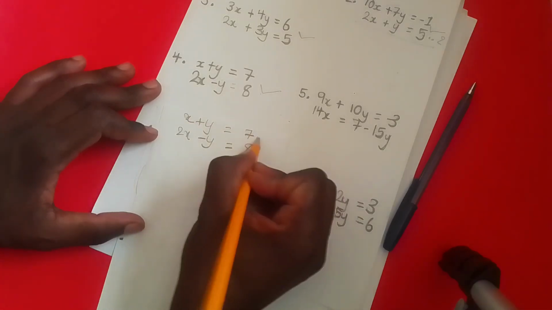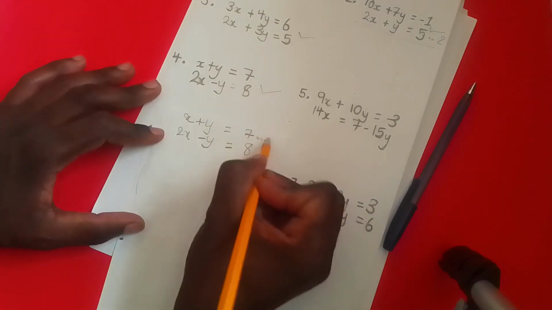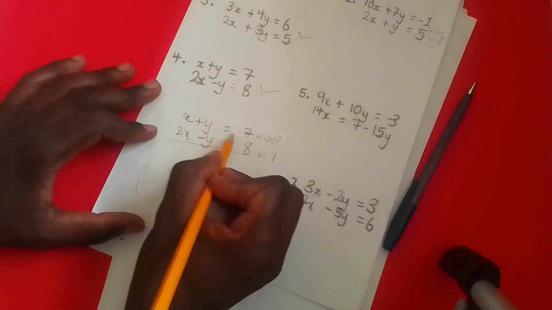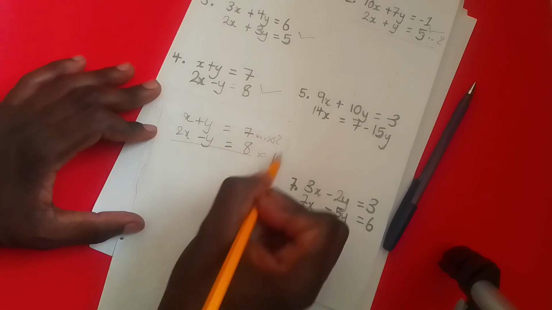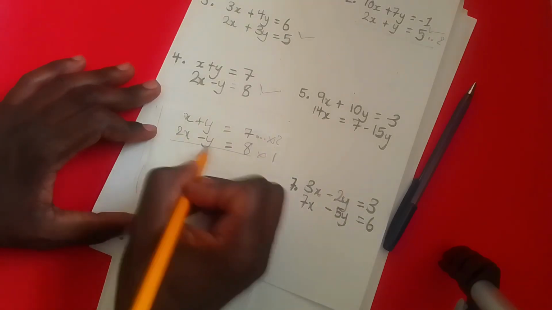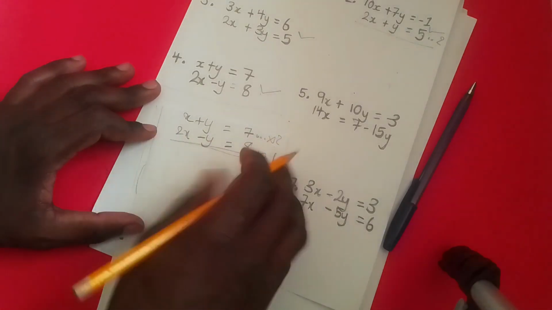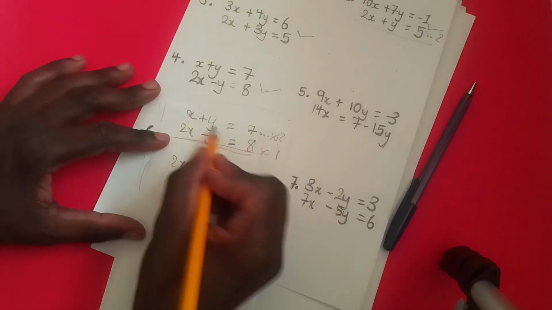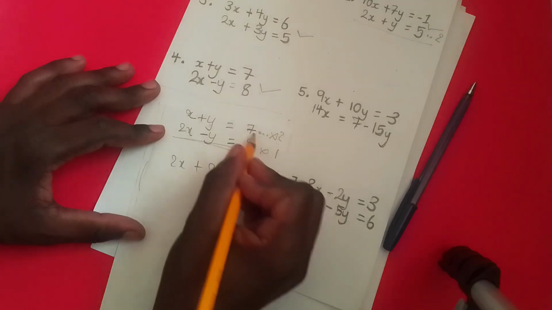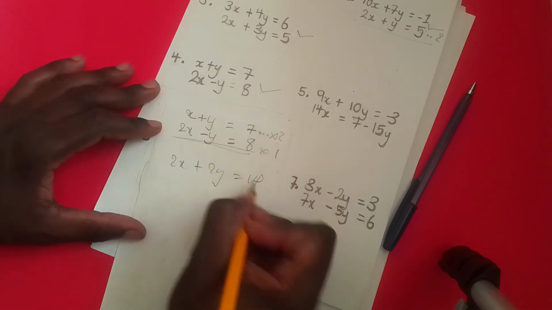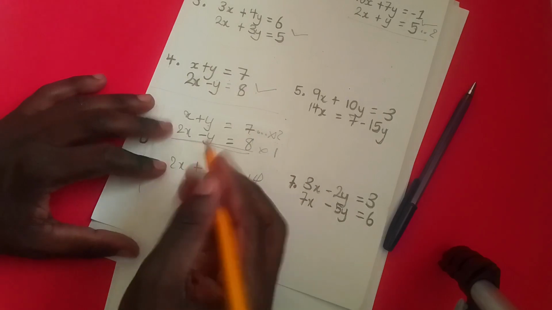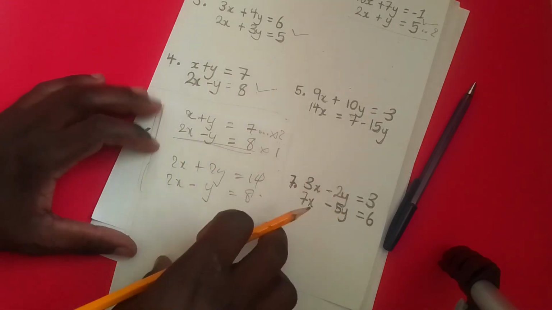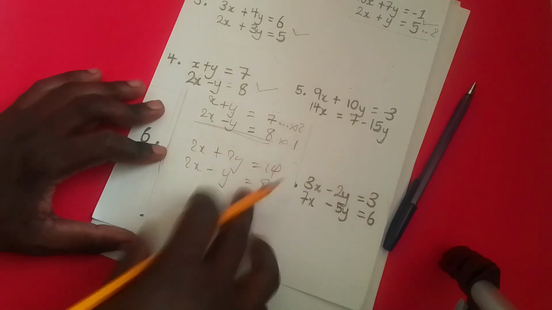We're going to multiply equation 1 by 2. Then this equation we're going to multiply by 1. Each and every term in equation 1 is going to be multiplied by 2, and each term in the other equation by 1. So equation 2 is going to remain the same. 2 times x is 2x, plus y times 2 is 2y, equal to 7 times 2, which is 14. Then 2 times 1 is 2x minus y equal to 8. Equation 2 remains the same because we've multiplied it by 1.